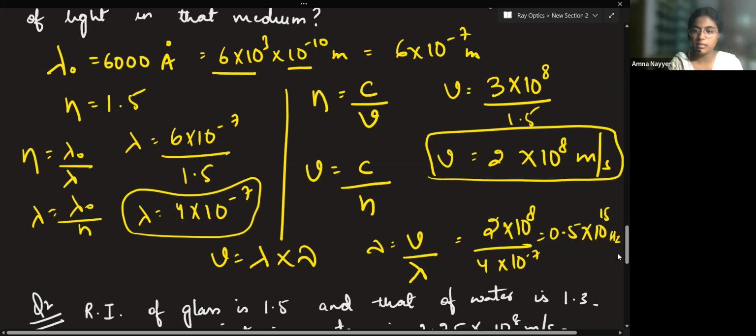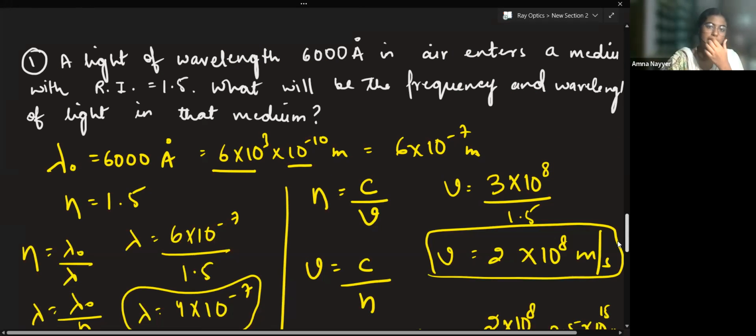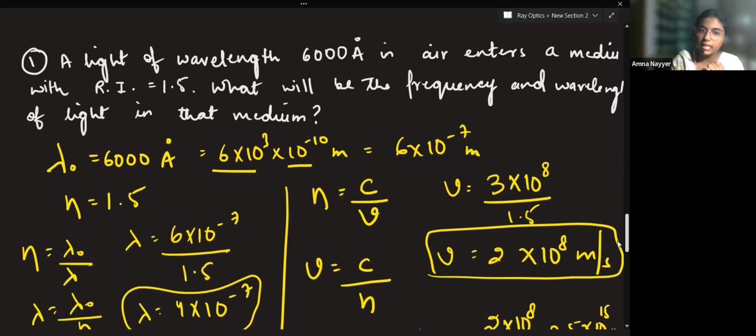See, I am repeating this numerical. What is meant by this numerical? It says that the wavelength of light in air is given, and the refractive index is given. So you can find out the refractive index in another medium. If one of the media is air, you already know the speed of light in air, and the speed of light in that medium can be calculated.